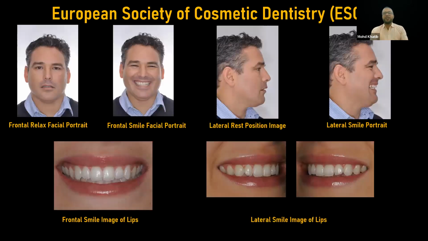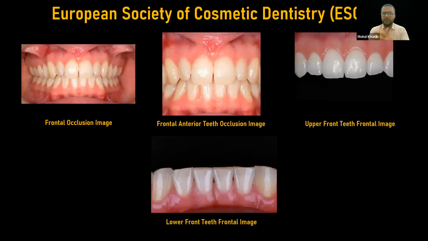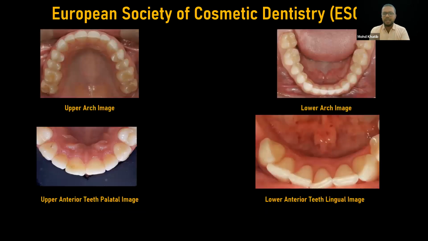Now, the European Society of Cosmetic Dentistry recommends you should take portrait photographs in portrait mode. The difference between AACD and ESCD is that the European Society recommends if the patient has black hair, the background should be white. If blonde hair, then the background should be black. Only that. And the second, the portrait photography should be in portrait mode. Rest all is similar. Like in the frontal smile image, the center of the lip should be the central incisor. In a lateral smile image, the lateral incisor should be at the center. And same goes for other images.